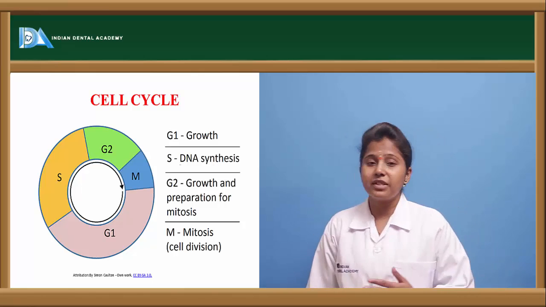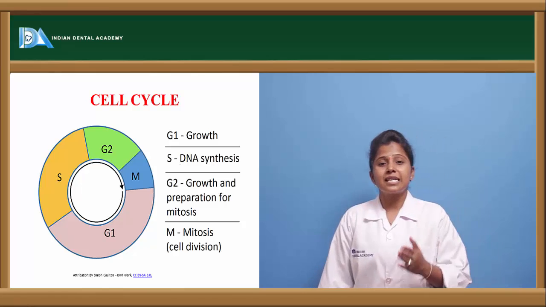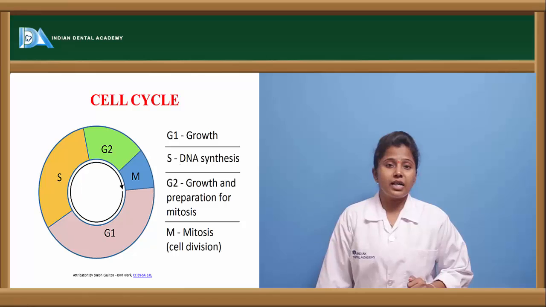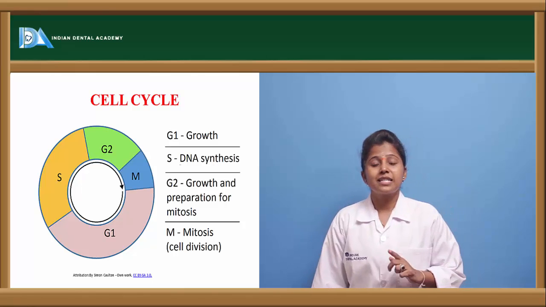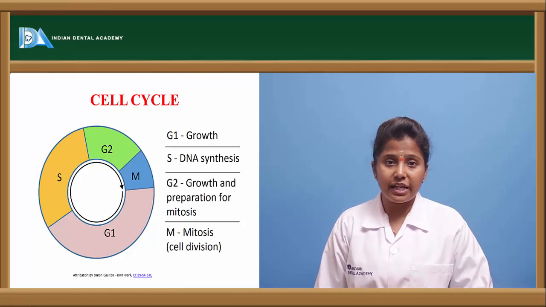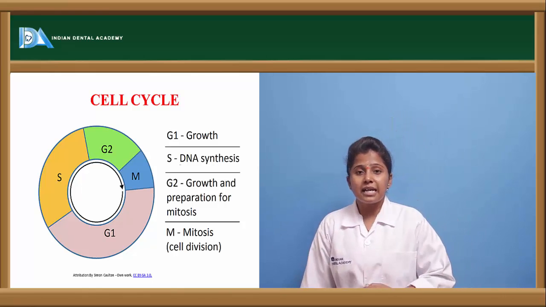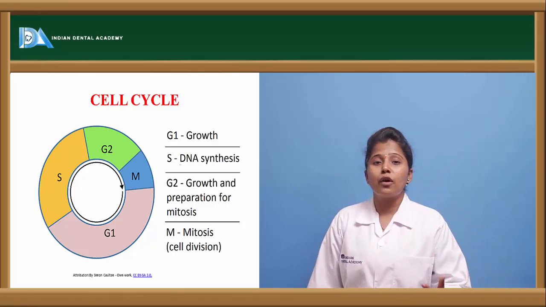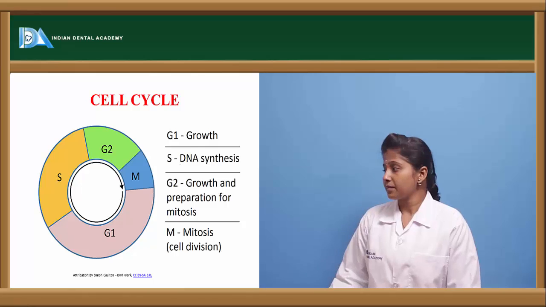The G2 phase is the time gap between DNA synthesis and the process of undergoing mitosis. The S phase stands for the synthesis phase, where the actual synthesis of DNA takes place. Initially the cell has to synthesize the DNA, and that DNA replicates to form new DNA.